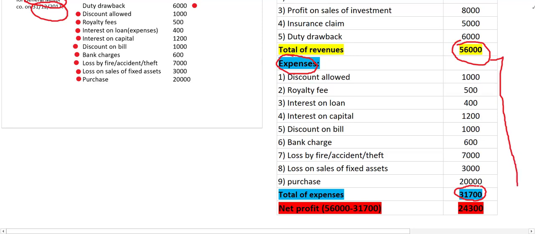And then from the total of revenue, we minus the total of what? Expenses. So the difference is 22,300. Again, the result is positive. So it means once again it is what? It is profit for us, right?